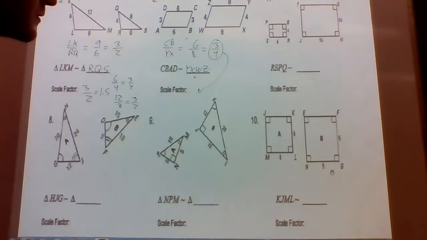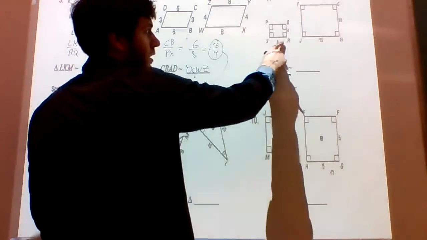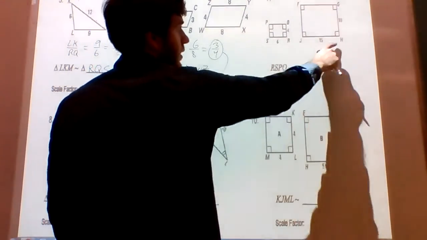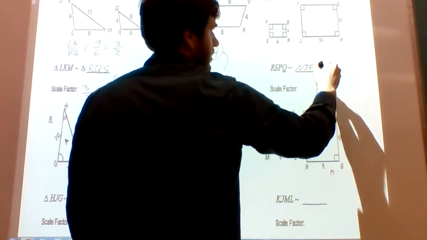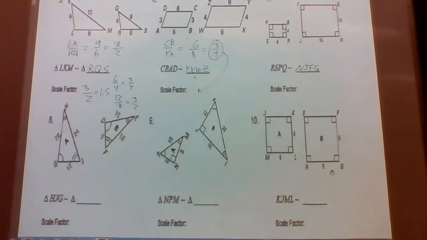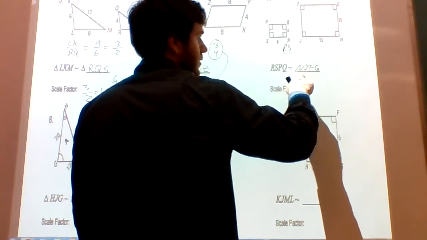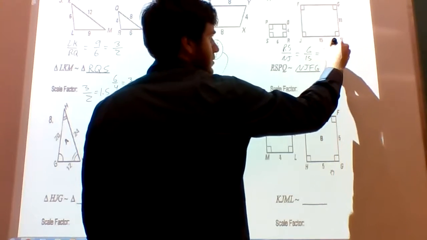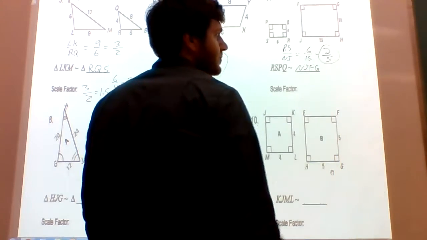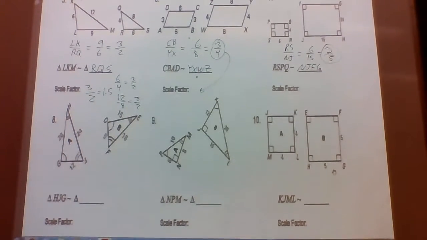All angles are congruent. Same shape, different sizes. R, S, P, Q. So N, J, F, G. We can do RS over NJ, which is 6 over 15, which reduces to 2 over 5. Right. Divide the numerator and denominator by 3 each. We get 2/5.